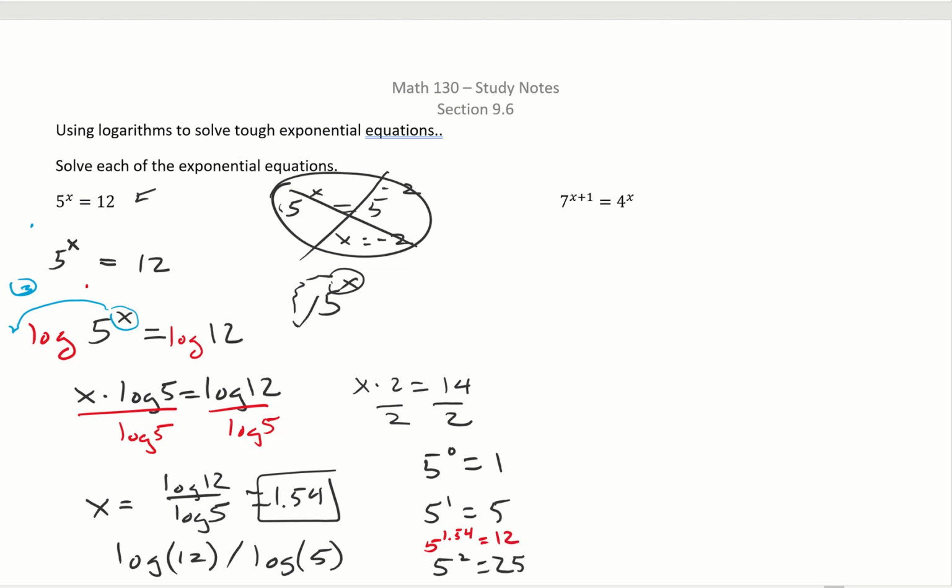You can check it right now. Do 5 up caret 1.54, and it'll be 11.99 something or other. It'll be really close. We're not going to get an exact answer because it's actually an irrational result. It just goes on irrationally.